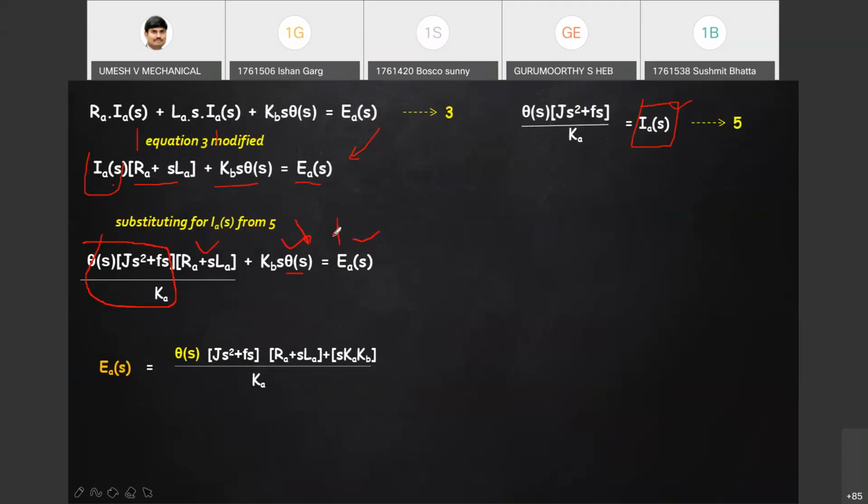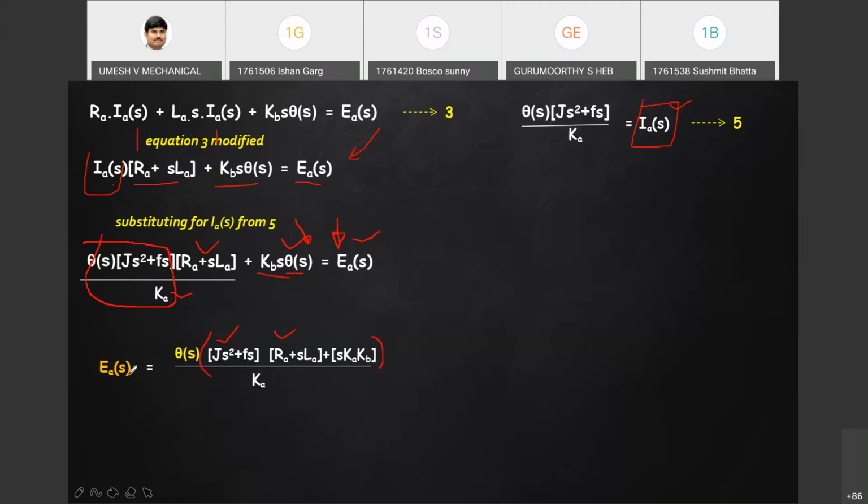So this is how we arrive at the final equation, one equation with only output and input as variables in the Laplace form. Theta(s) is taken common, then take Ka as LCM. This term as it is, Ra plus s La as it is. This term, with Ka as LCM, becomes Ka Kb into s. Theta(s) is commonly taken outside. You can see in yellow color, this becomes one whole term inside the bracket divided by Ka, equal to Ea(s).